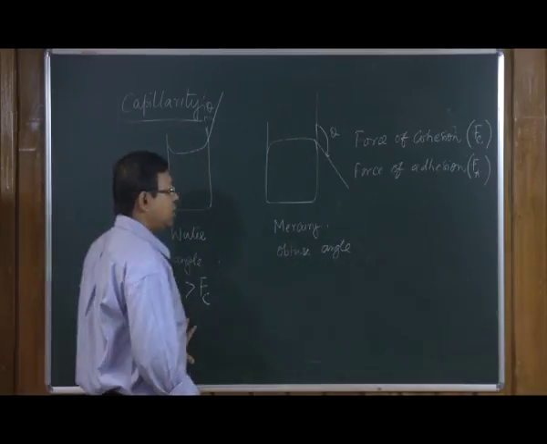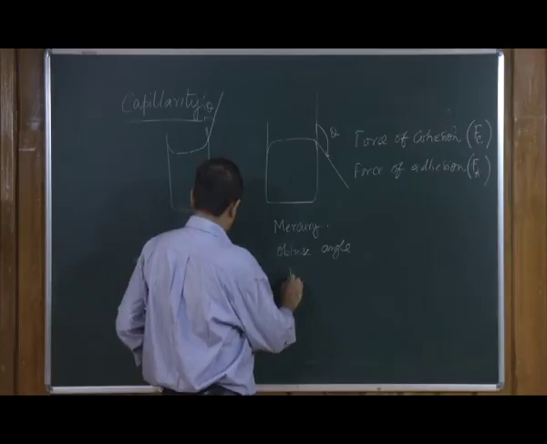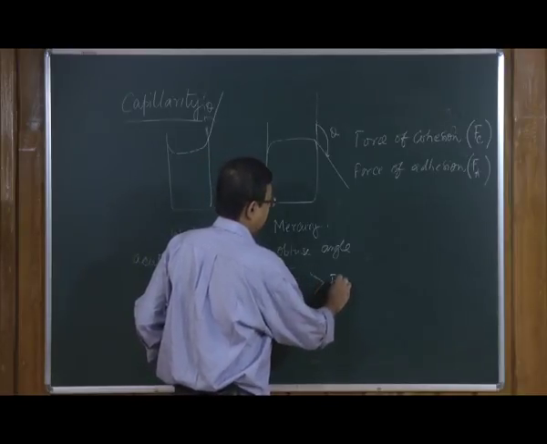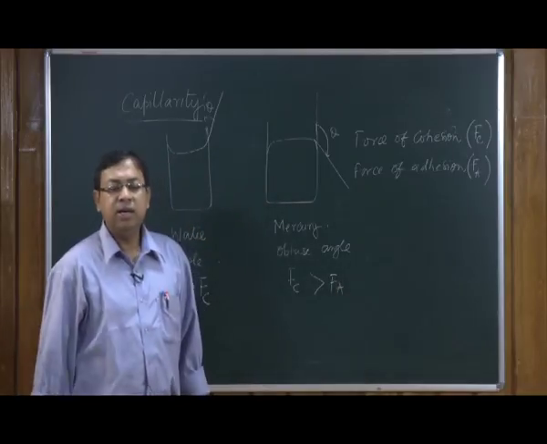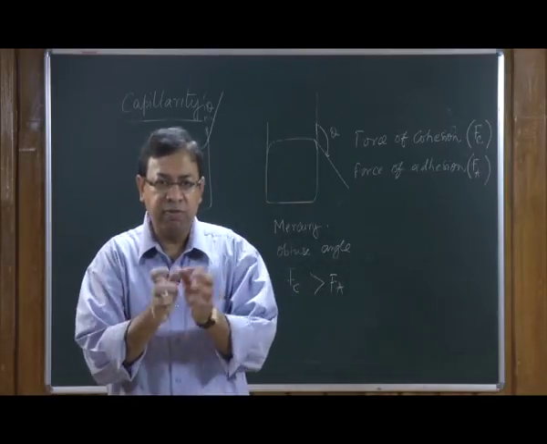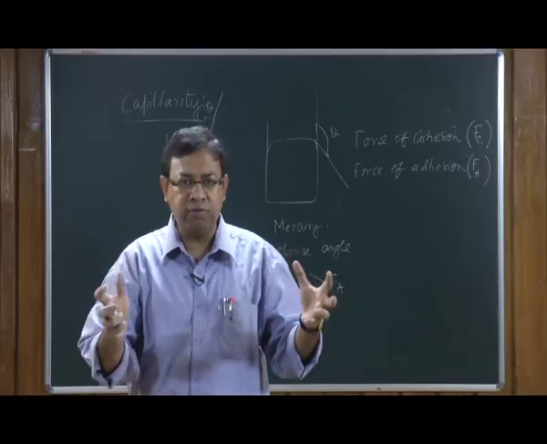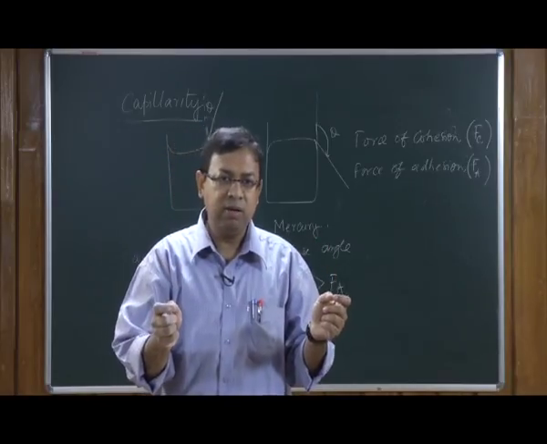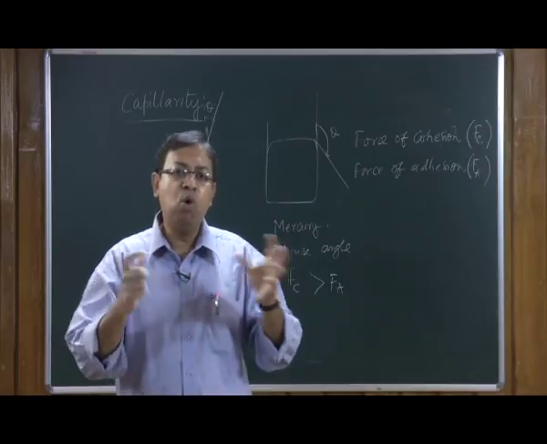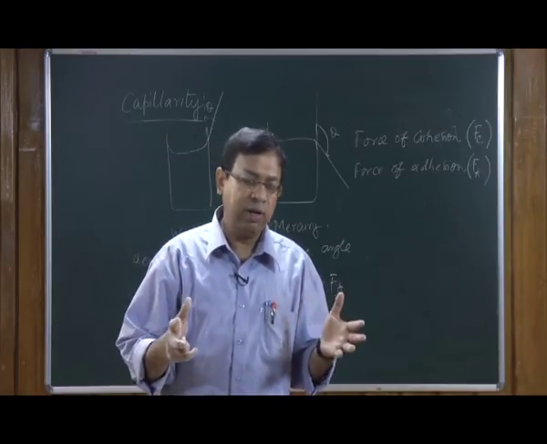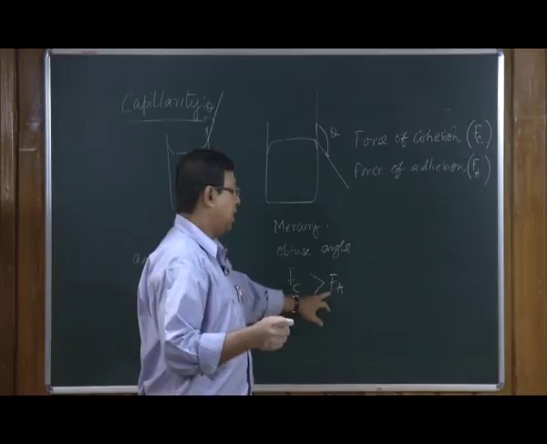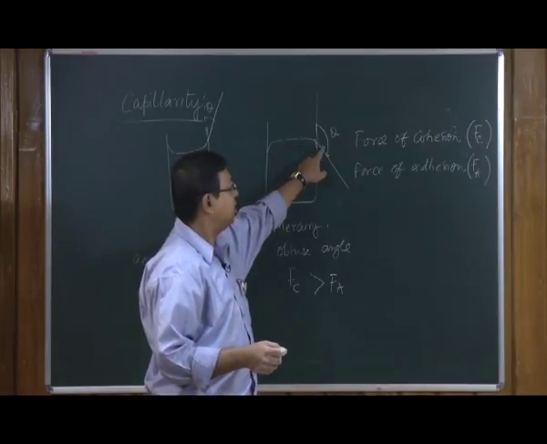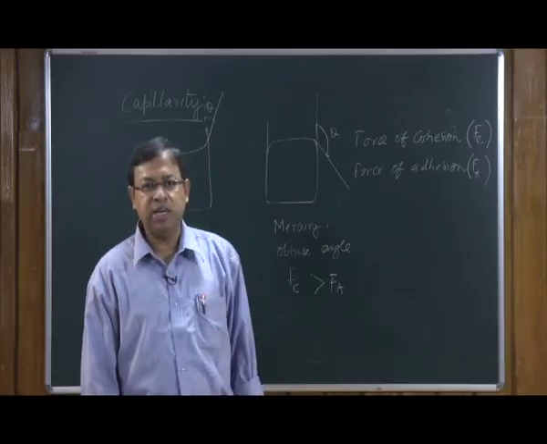And just the reverse happens here, you have F c greater than F a, which means the force of attraction between the mercury molecules is more than the adhesive forces between the molecules of mercury and the molecules of the container that it is kept in.